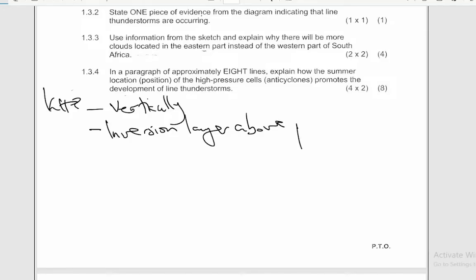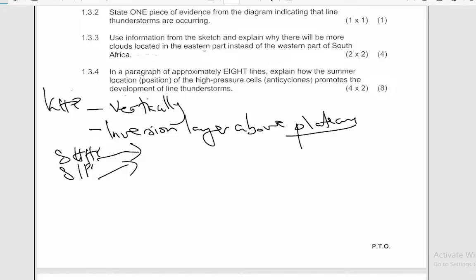Inversion layer is above plateau because the Kalahari high pressure cell is weak. And what is the implication of that? The South Atlantic high pressure and the South Indian high pressure, how are they going to be effective now? They are now going to be effective in feeding in moisture and cold and dry air into the interior because of the inversion layer which is above the plateau. And therefore, the 2 air masses will effectively meet over the interior, leading to the development of line thunderstorms and the moisture front. I think you can see the argument there.